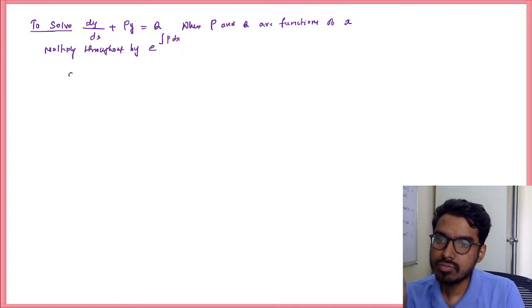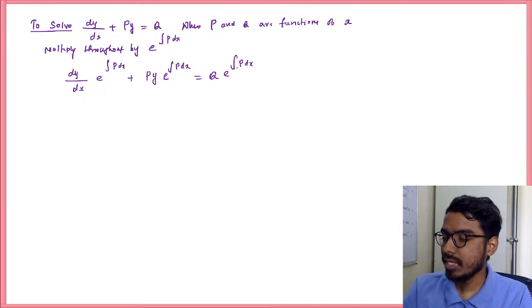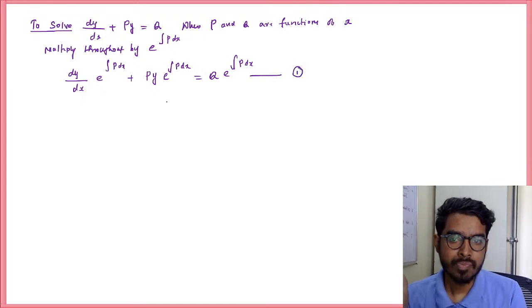So we have dy by dx, already we have dy by dx into e power integral P dx plus already we have Py. I'm multiplying e power integral P dx, is equal to Q into e power integral P dx. I have just multiplied throughout by e power integral P dx. Call this equation number 1.